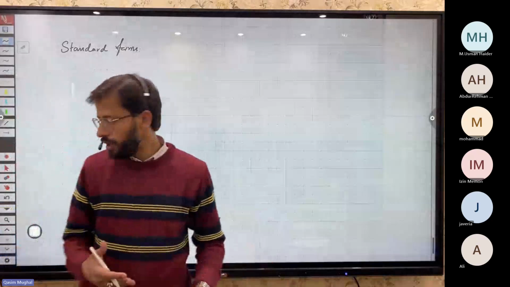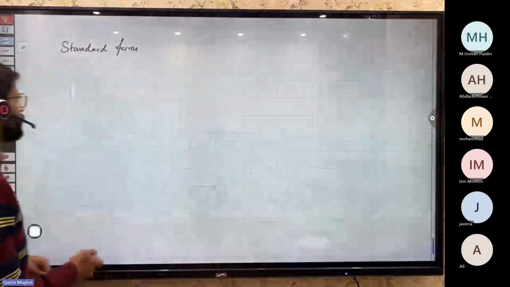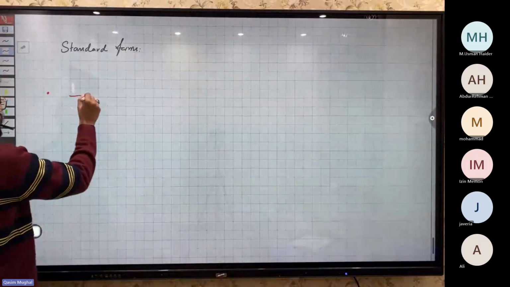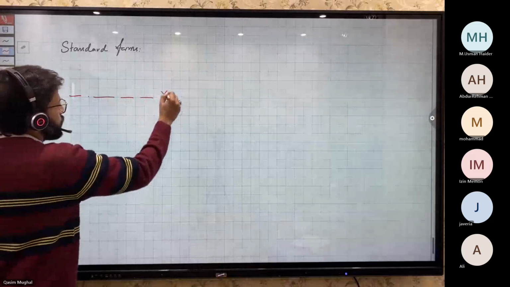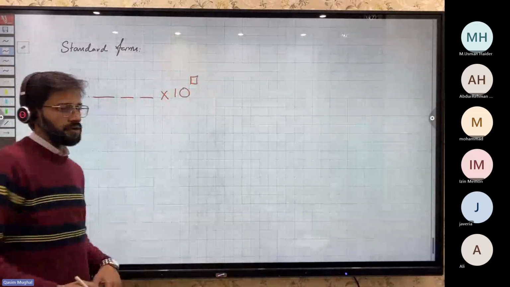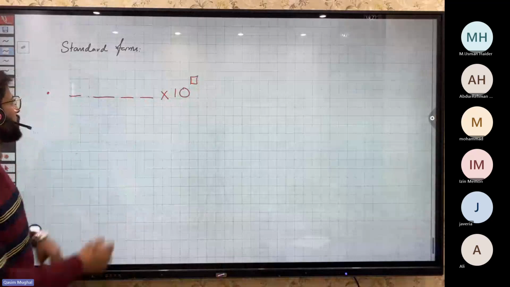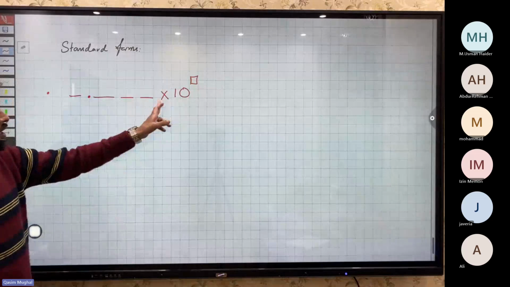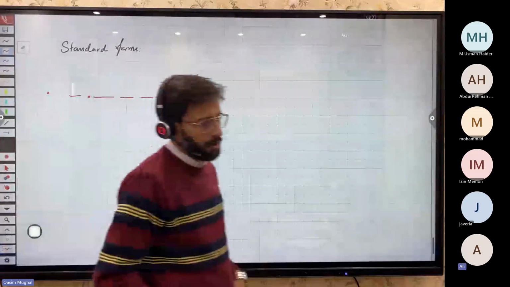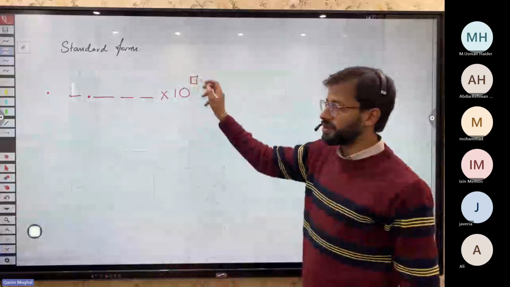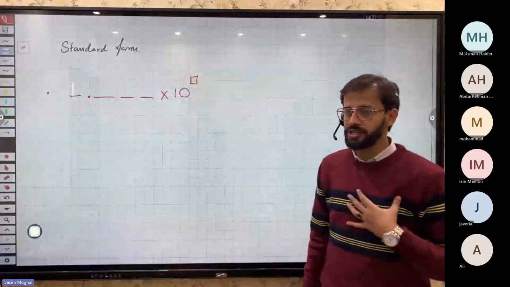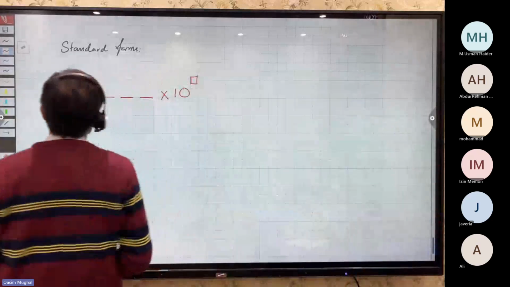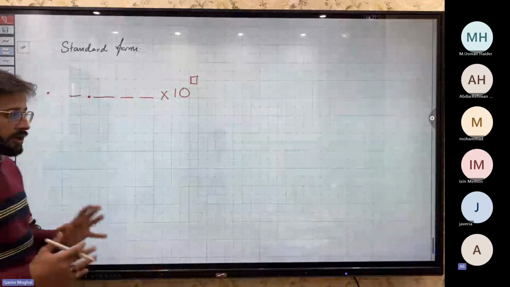I am not going to take you through the bookish definitions. First of all, there are a few important things which you need to know. This is the apparent structure of a standard form. You have a number here, and then there's a decimal, and then there are maybe a couple of numbers ahead of it, and then into 10 raised to the power of any particular number. Okay, so this number is going to be any integer, not fraction. Integer as in plus minus 1, plus minus 2. Okay, right. So now I'm going to take you to the definition.